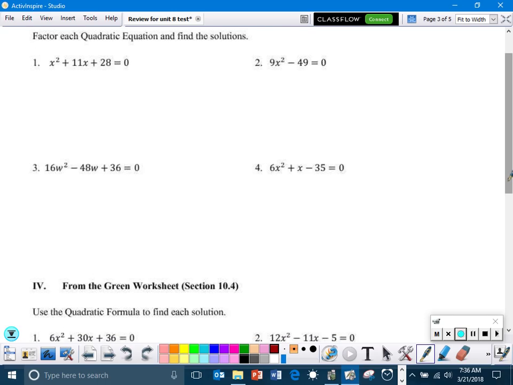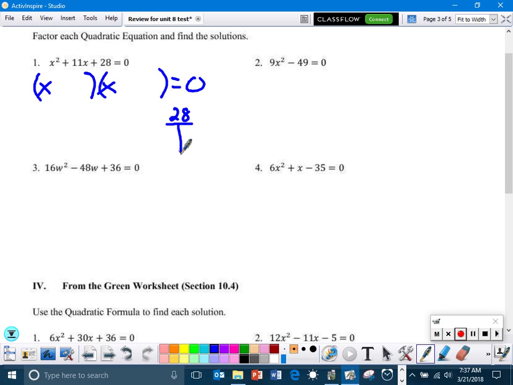All right, factor each quadratic and find the solutions. All right, here we go. So this is not a special factoring one because the 28 is not a perfect square, so we're going to just have to factor normally. We do not need a box for this one. All right, so factors of 28. So let me go over here. Factors of 28 that add up to 11.